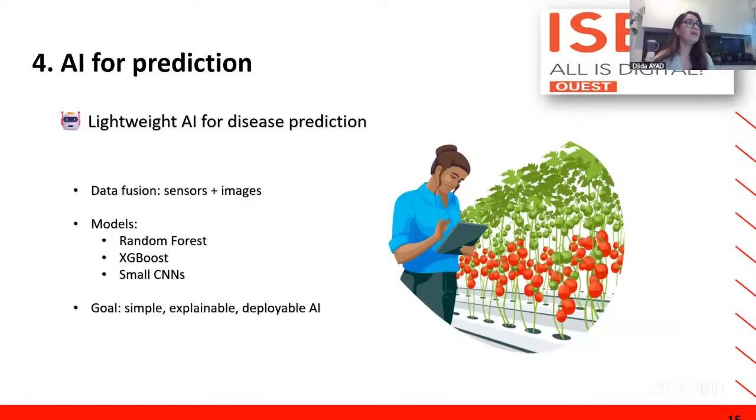The fourth point is regarding AI for production, not a big AI, but smart AI adapted to the field. Raw data are fused using lightweight AI models such as random forest, XGBoost, and small CNNs for image analysis. This step is currently under development. The objective is to produce robust, explainable, and energy efficient AI models suitable for real-world agriculture conditions.